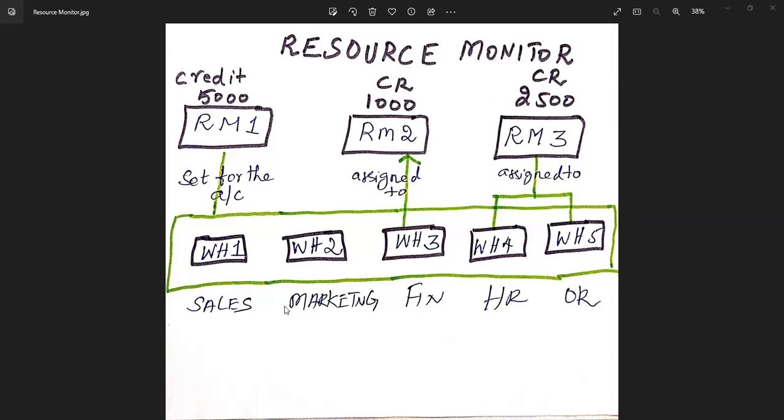See, here at the account level, the credit quota is 5,000. Already I told you that in Snowflake, billing is based on Snowflake credits. Snowflake credits are nothing but a unit of measure. So for each and every resource monitor, a credit quota has been assigned. Here for RM1, 5,000 Snowflake credits are assigned. 5,000 Snowflake credits have been given, that is at the account level.